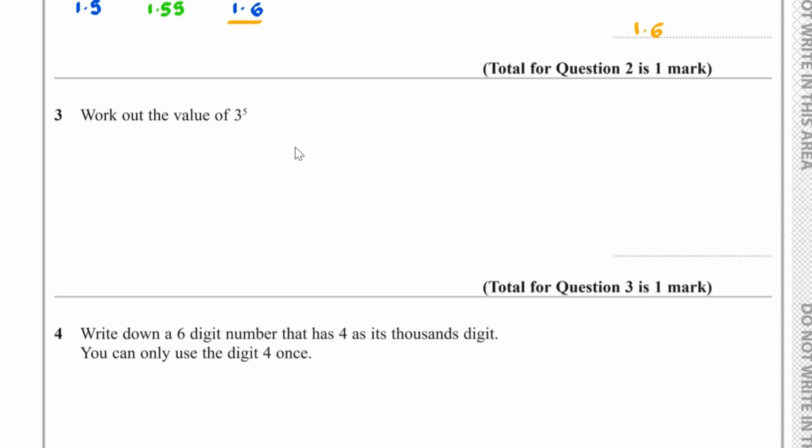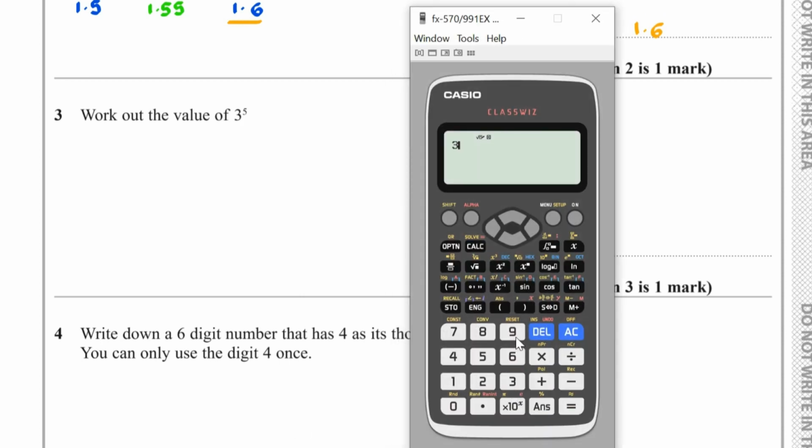Question number 3, we have to work out the value of 3 to the power of 5. We have 3 to the power of 5, that's equal to 243.